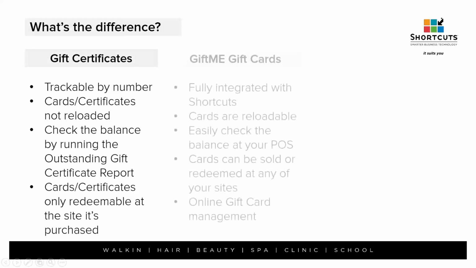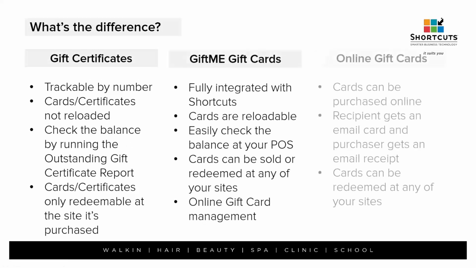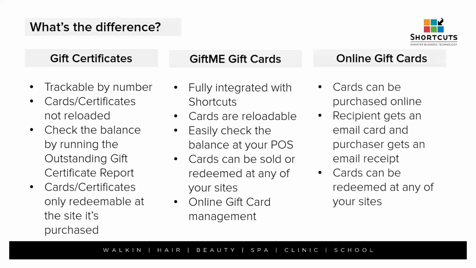Gift certificates is your default one. This is where you have the ability to sell gift certificates that Shortcuts can track based on a particular code or number that you assign to it. The remaining balance stays on the gift certificate until the customer uses it all up. There is a report in Shortcuts, the outstanding gift certificate report, that will show you any balances that are outstanding.